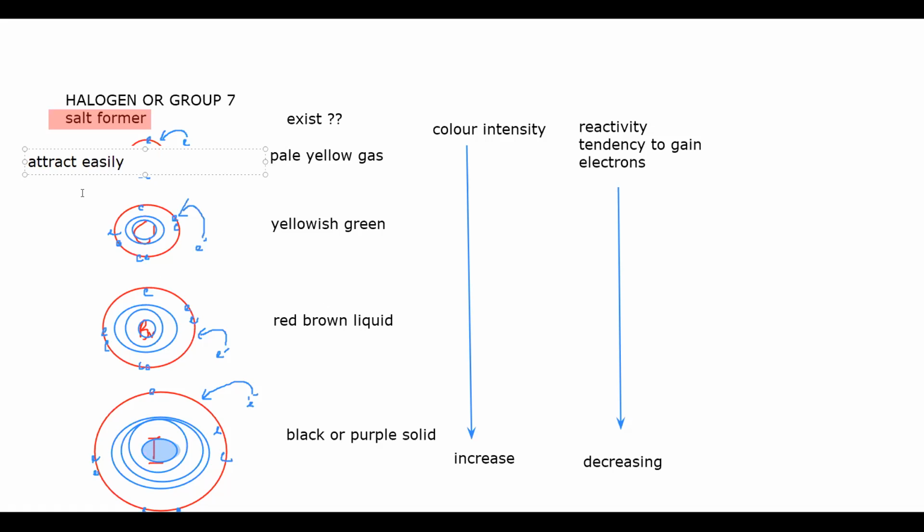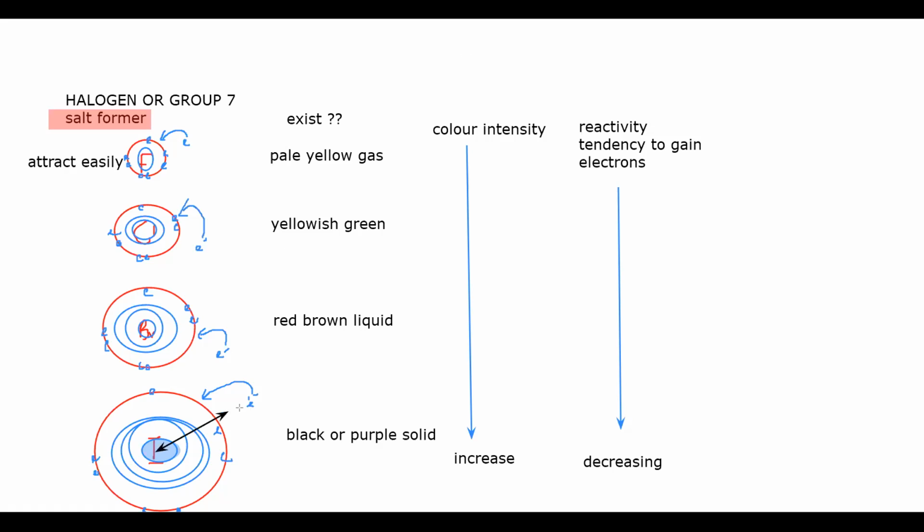Sir, why does the reactivity decrease in group 7? Because non-metals have a tendency to gain electrons. Because fluorine is smaller in size, its electrons are closer to the nucleus, so it can attract the electron easily towards the nucleus. Whereas iodine is larger in size, so the distance from the nucleus is more, so the attraction will get weaker. So it cannot attract the electron easily.